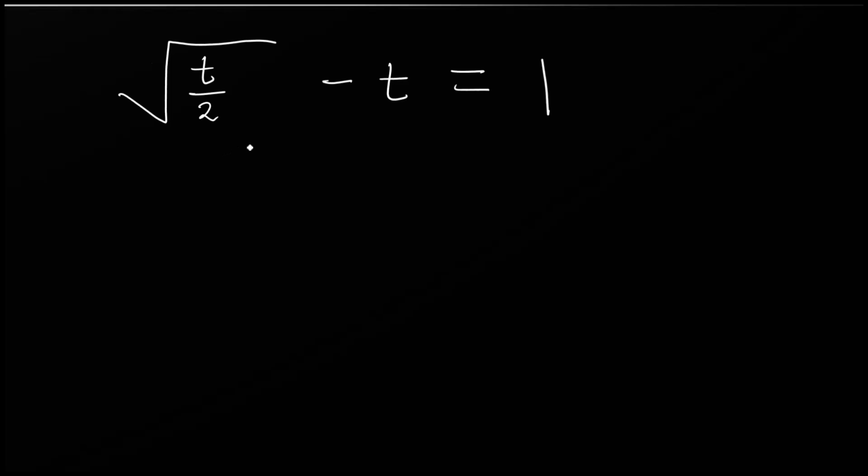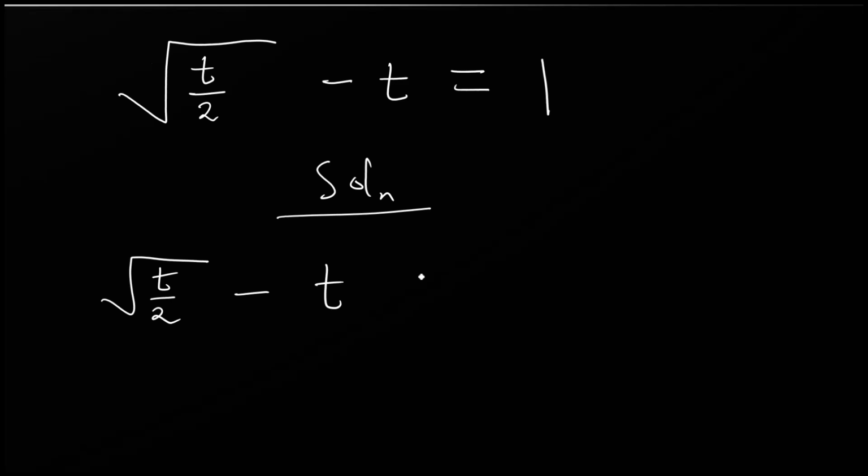Now let's provide a solution to this problem. Solution. So we are given the square root of t on 2 minus t equals 1. Okay, now let's send this t to the right hand side.